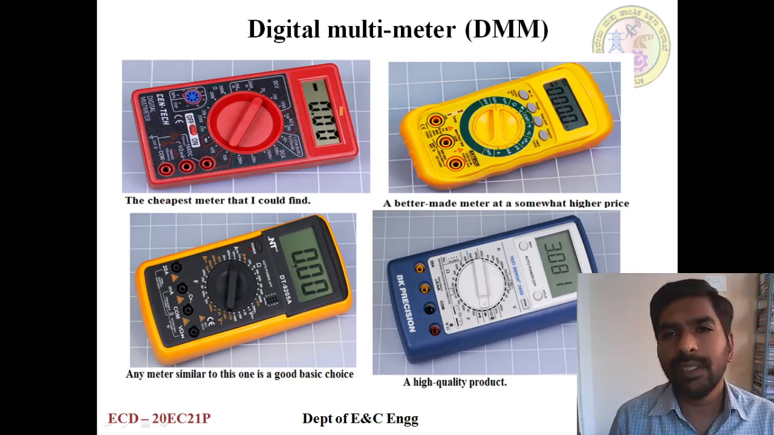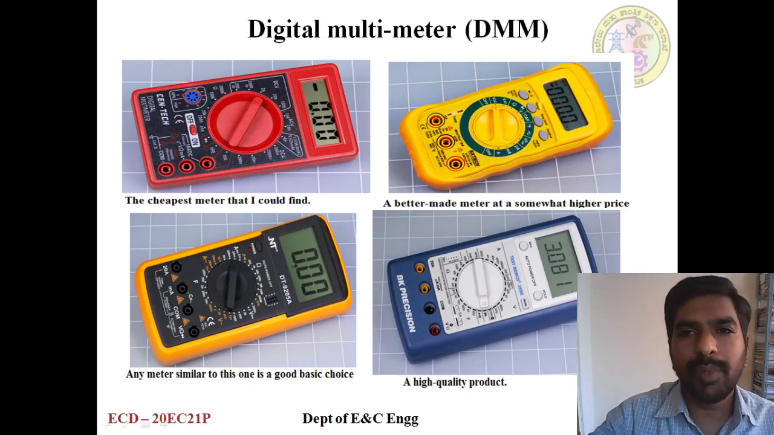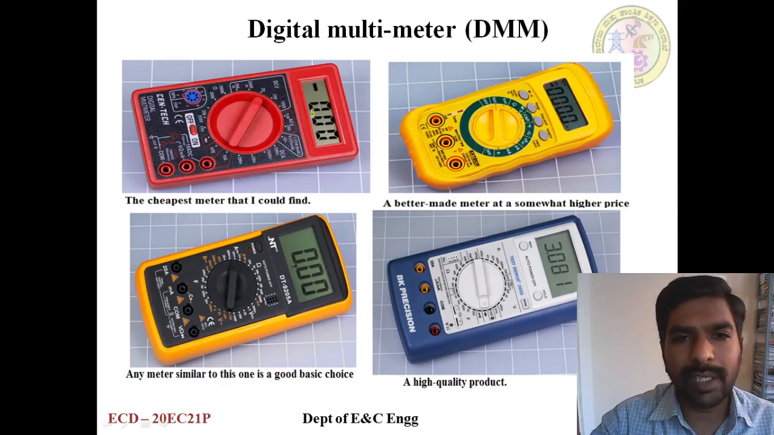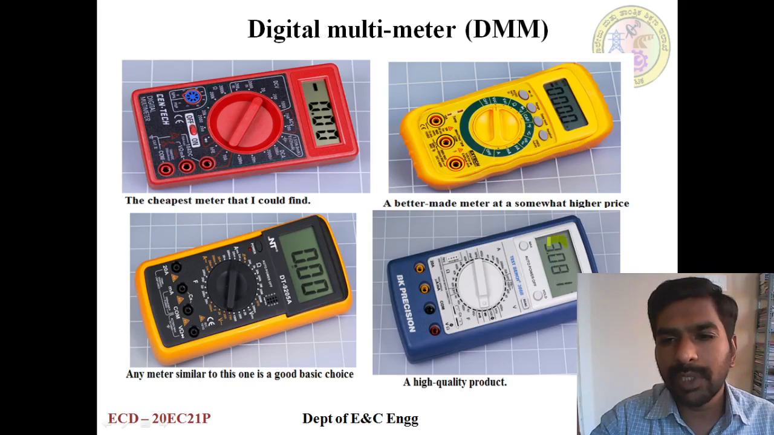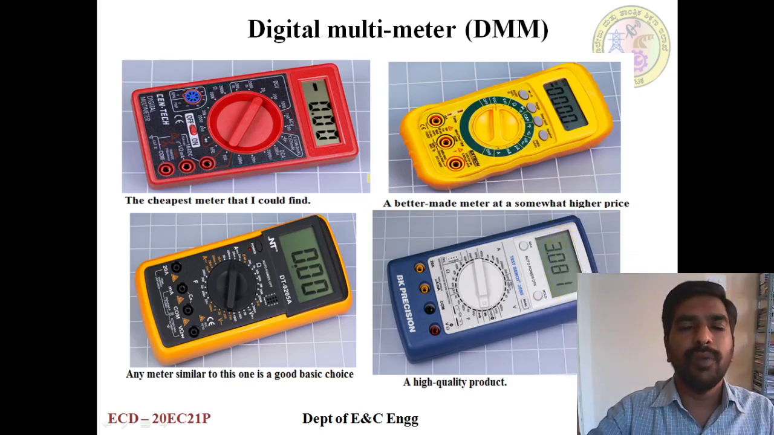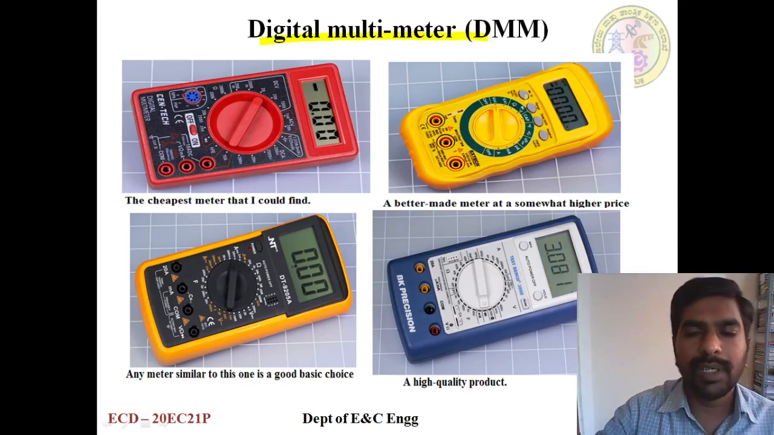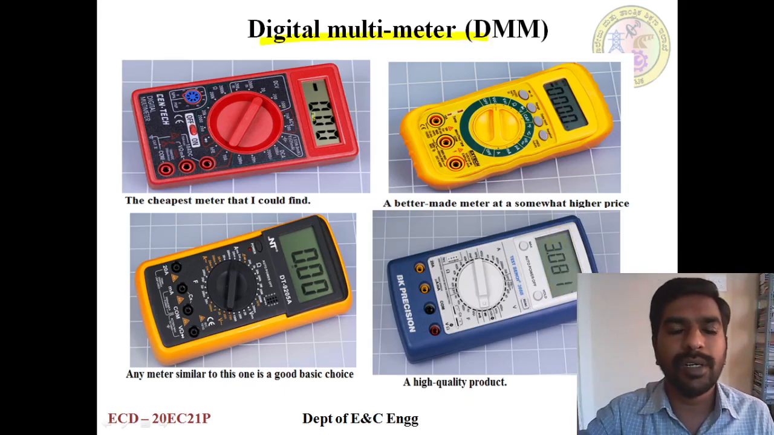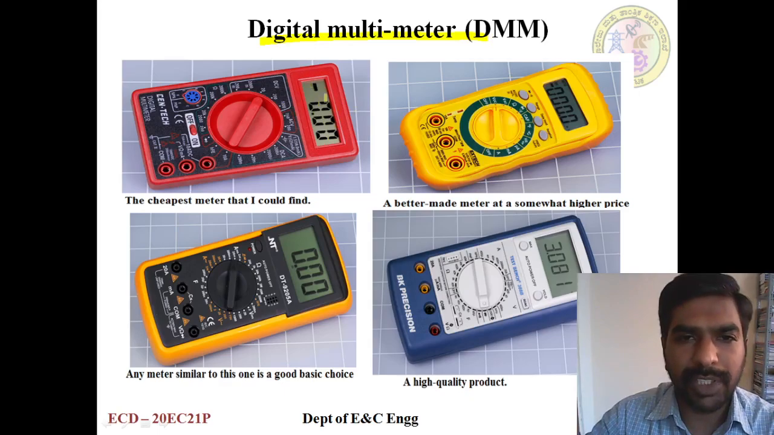To avoid that, there is a concept called the digital multimeter. In a digital multimeter, the digits are displayed. You can see here, 0.00, 0.0, no, here 3.001. With the help of the digits, we can accurately measure the value. That's why it's called a digital meter: the value is displayed digitally on the display section of the multimeter.